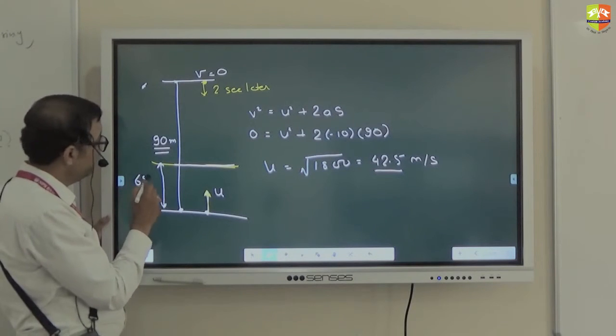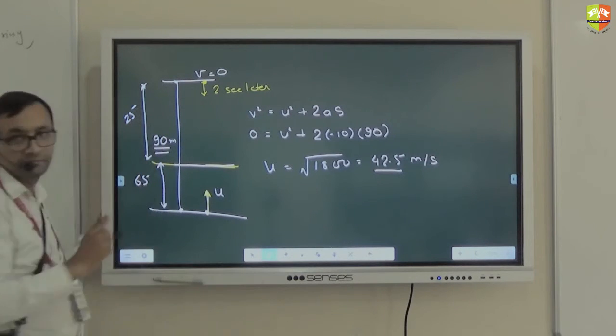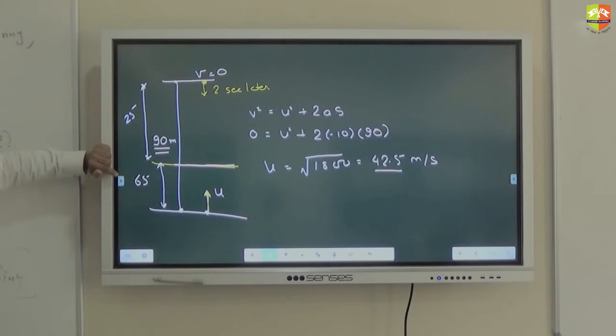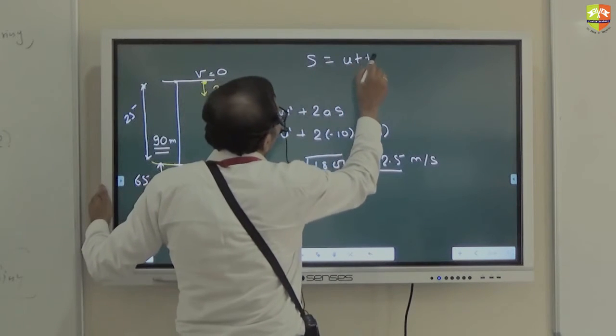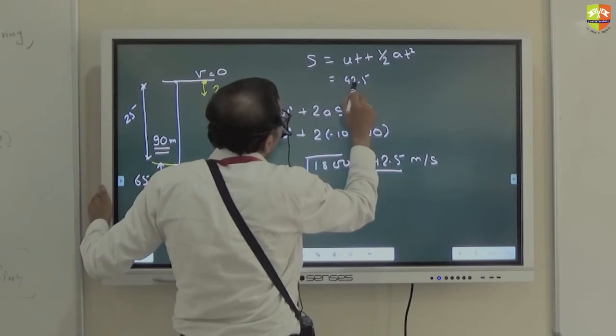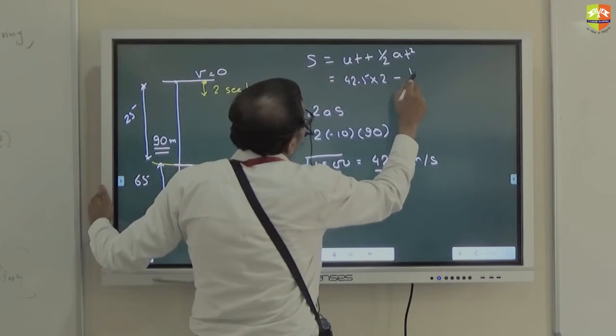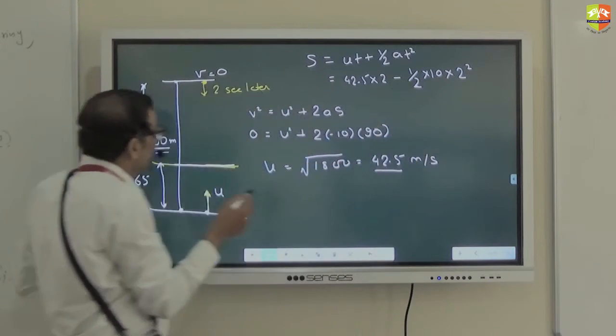Okay, so this is 65, then this is how much? 25. All of you got this: 65. How many of you got this 65? Whatever it is, you can write down s equals ut plus half at square: u is 42.5, this into 2, minus half 10 into 2 square. So like this you will get it.